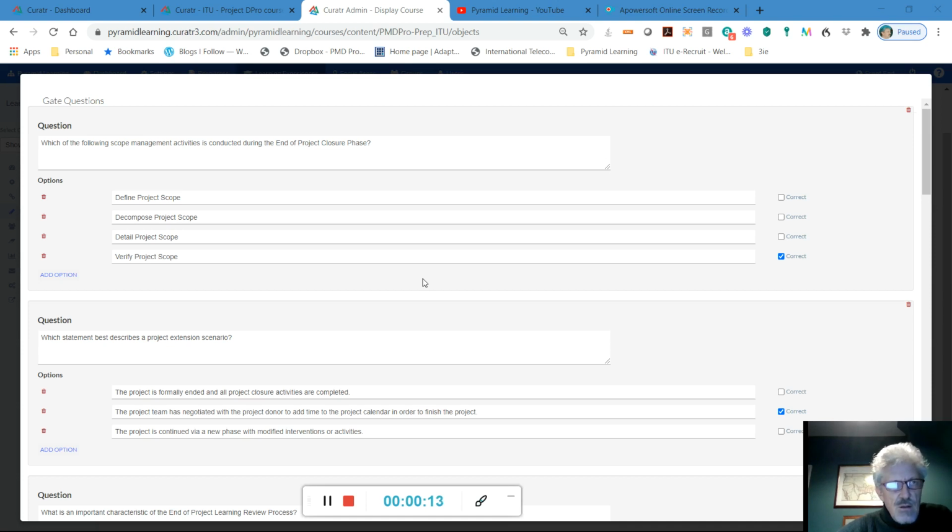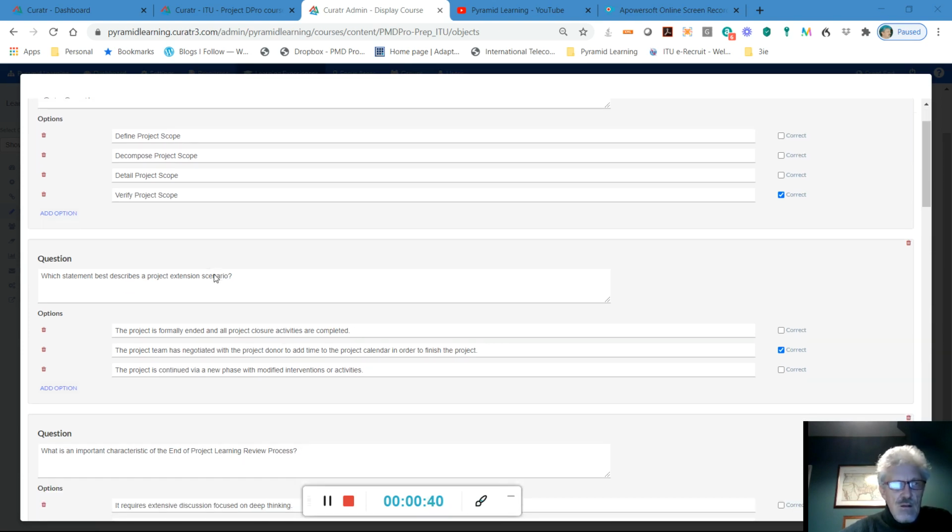First question: which of the scope management activities do we do in the end of project phase? Well, defining it, decomposing it, detailing it, that's all about planning. But verifying that we've achieved it, the fourth one, is the correct answer. Arguably, we should be doing it all the way through the project, but we definitely need to verify it and check it before we close.